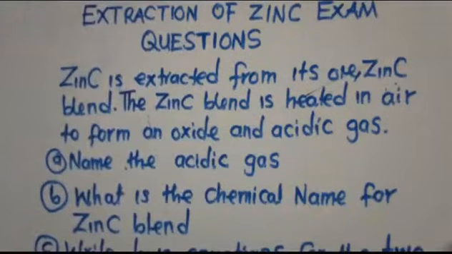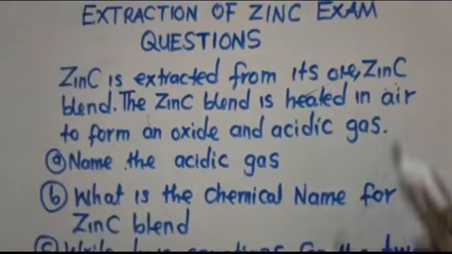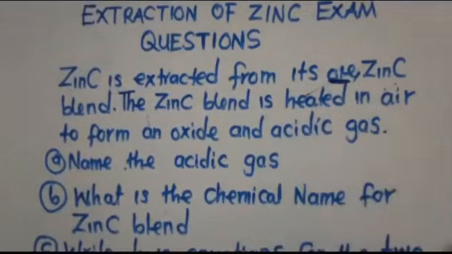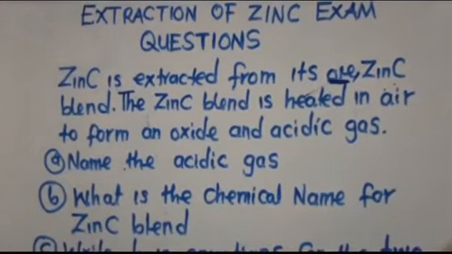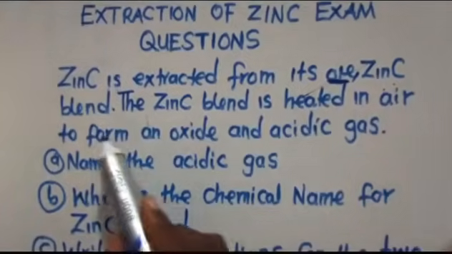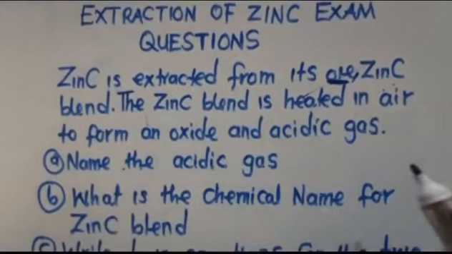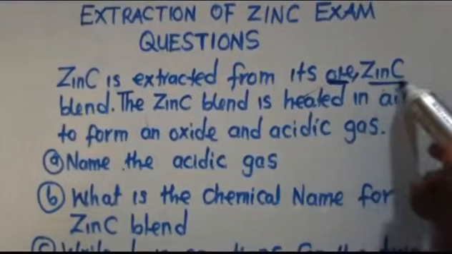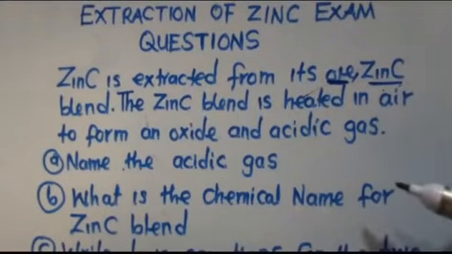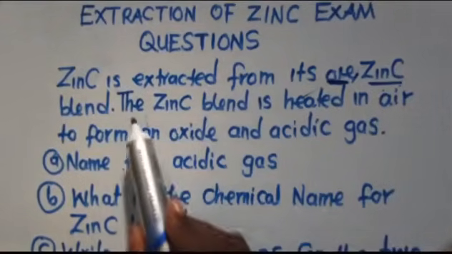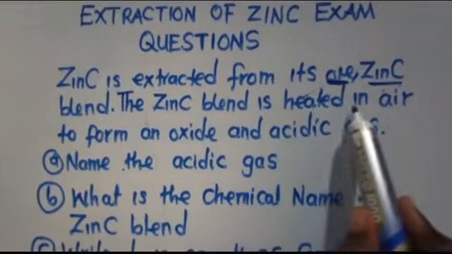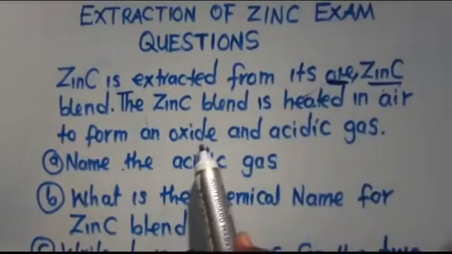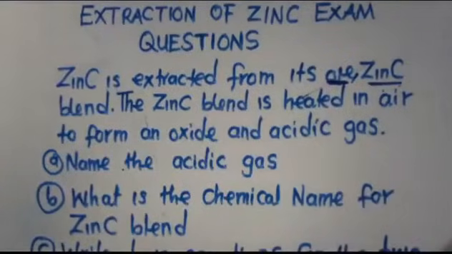So the question is saying zinc is extracted from its ore. An ore is a compound or a substance from which a metal is extracted. Zinc blende is the major ore for zinc. This is a compound from which zinc is extracted. The question is saying the zinc blende is heated in air to form an oxide and an acidic gas.